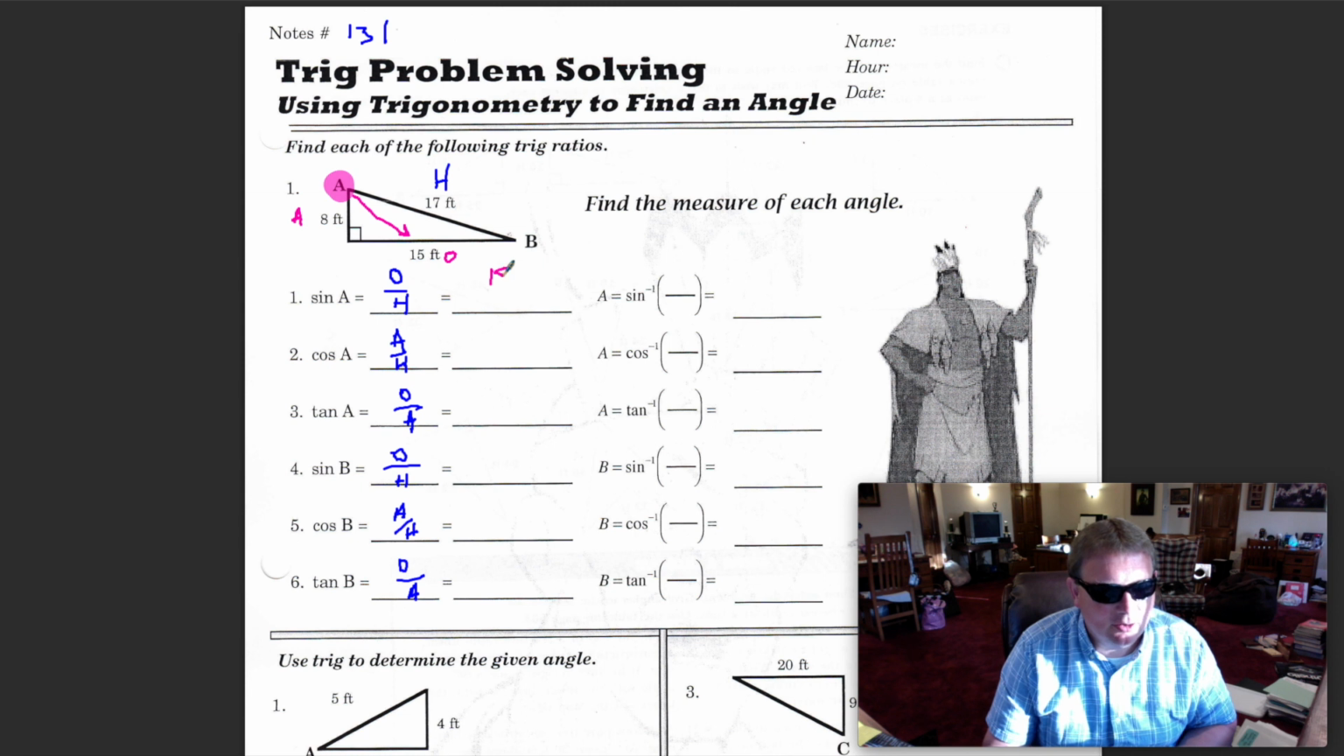Yeah, it'd be 15 over 17. What would the cosine of angle A be, Mason? Yeah, 8 over 17. And the tangent of angle A, which is O over A, would be what, Madison? 15 over 8.